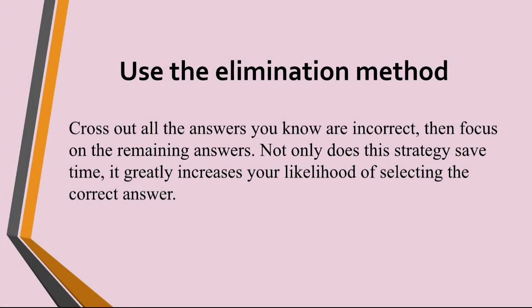The next strategy involves using the elimination method. Now this method is pretty simple. All it requires you to do is to cross out all the answers that you know for certain are incorrect, and then you would focus on the remaining answers. So there are some advantages to using the elimination method. The first one being that it will allow you to save time. And not only does it allow you to save time, but it increases your chances of selecting the correct answer.